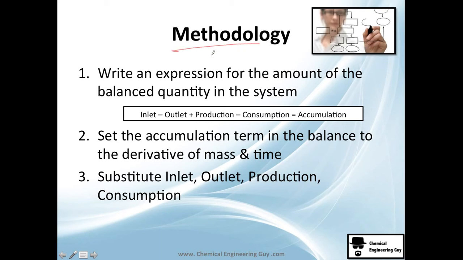Now that we know how to do the balance, I'm going to present you the methodology. Number 1, write an expression for the amount of the balance quantity in the system, which is, of course, inlet minus outlet plus production minus consumption equals this term here, which is the interesting one, accumulation. Set the accumulation term in the balance to the derivative of the mass with respect to time. So essentially we do dm over dt.